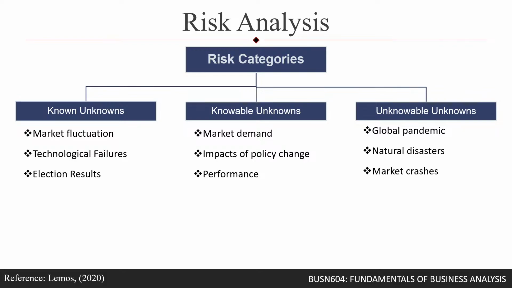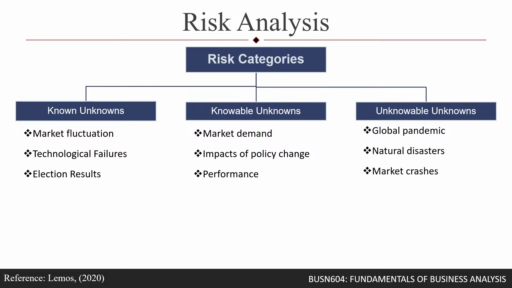We break down risk into 3 broad categories: known unknowns, knowable unknowns, and then unknown unknowns. A couple examples of known unknowns are market fluctuation, technological failures, and then election results. I added that last one in because obviously this is an election year, and even though we know that a policymaker might implement some change, we don't know exactly what impacts those might have on our organization or the project as a whole.